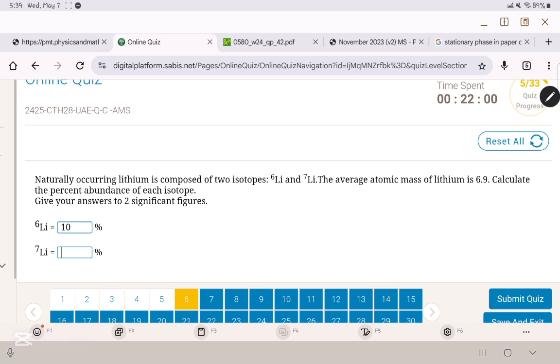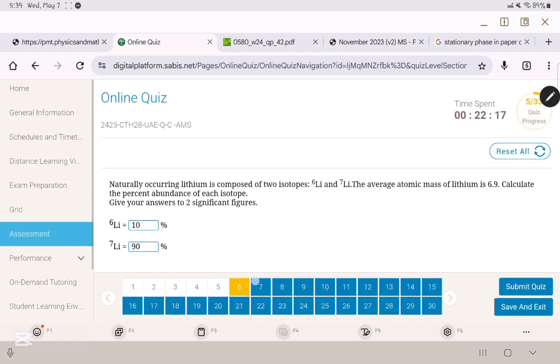And for 7Li, it's going to be what? It's going to be 100 minus 10, which is 90. Now, if you look at it, it's going to be a bit more logical because look, 90% to 7. 6.9 is closer to which? 6 or 7? It is closer to 7. So for sure, it's going to be the greater percentage at the 7.